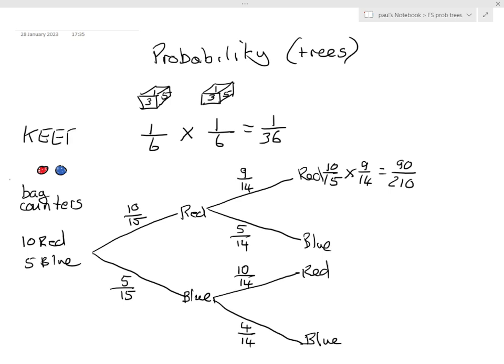as long as we keep the counter. If we don't keep the counter and put it back in the bag, then the odds remain the same.